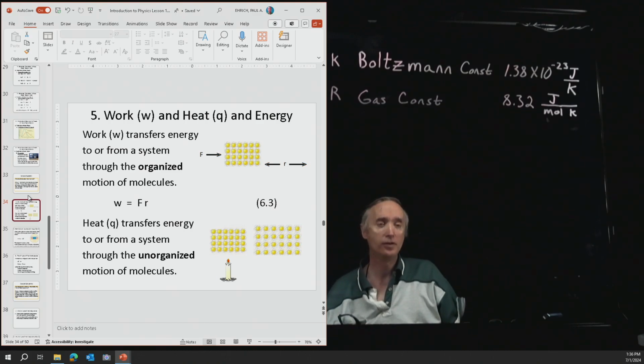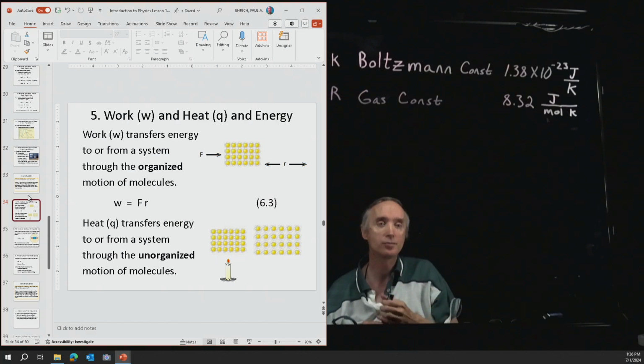Okay, so we are now finished with gases, and now we're just about ready to start talking about the laws of thermodynamics. But before we do that, let's just review what we know about what work W is and what we know about heat Q.